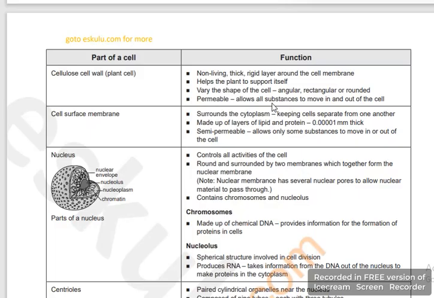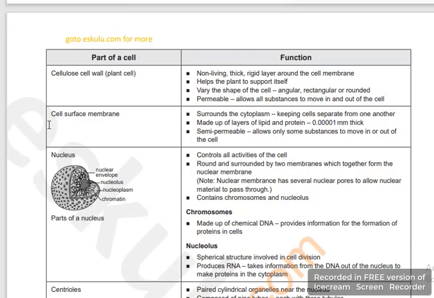So it helps the plant to support itself. It is the one that supports a plant. The other point is that it forms the shape of the cell. It can be angular or rectangular. The other one is that it is permeable. This means it allows all substances to move in and out of the cell.